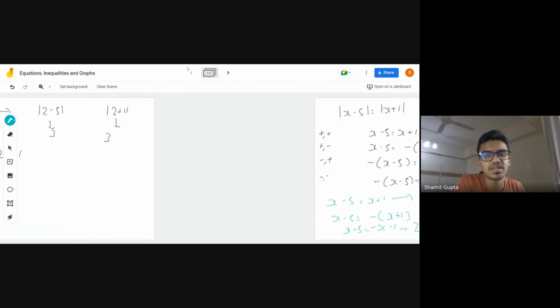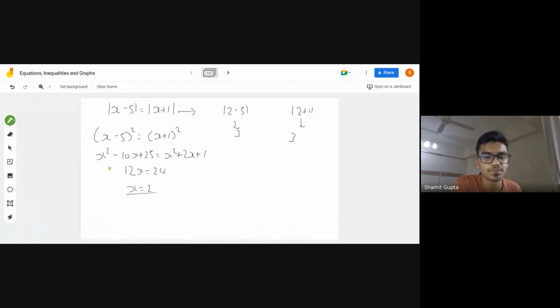But one warning which I might want to give you for squaring both sides: always check your answer at the end, because you might get an extra answer when you square both sides. There are chances you get an extra answer when you square both sides. Let's see why that is.